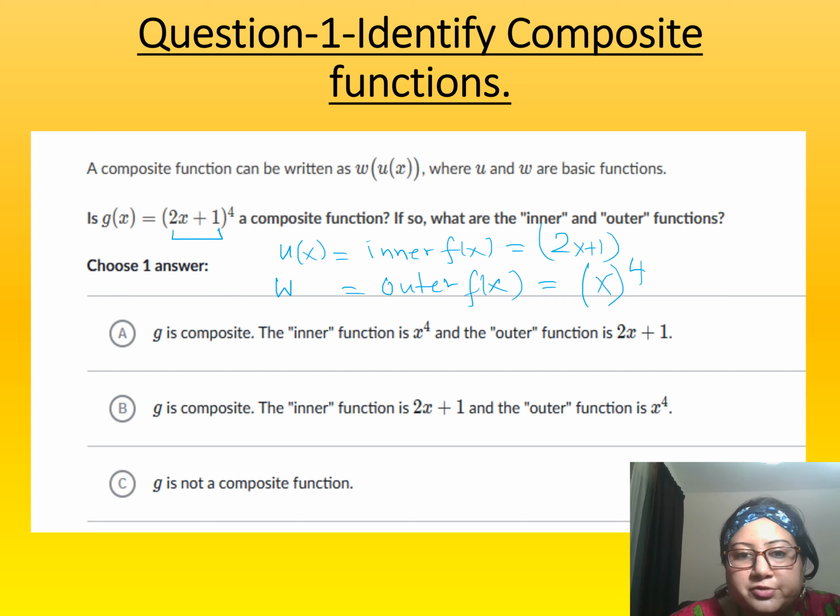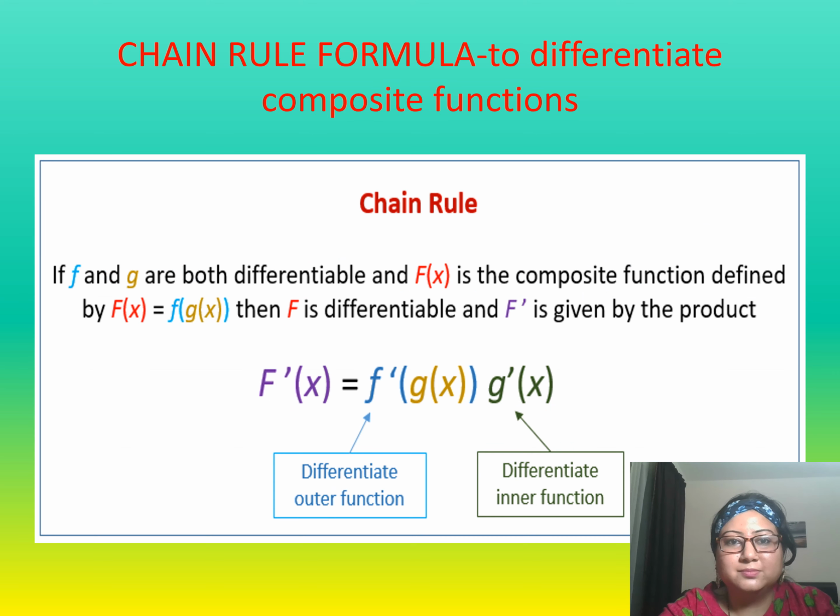So which option do you feel is correct? A, B or C? Definitely it's the composite function, so C cannot be our answer. We can remove this option. So the correct answer out of A and B, I'm sure now it is very clear to you, is B. So that completes the answer. This is how you need to think about solving a multiple choice question based on composite function.